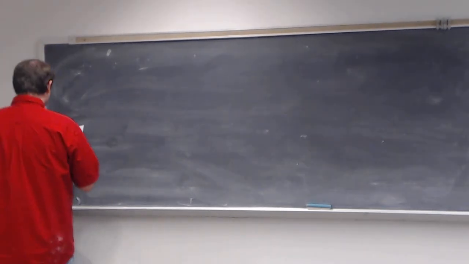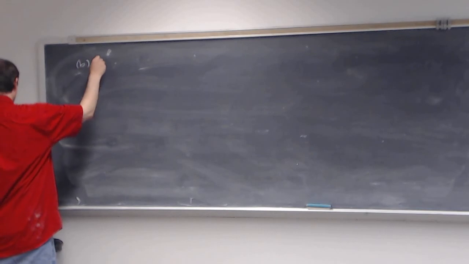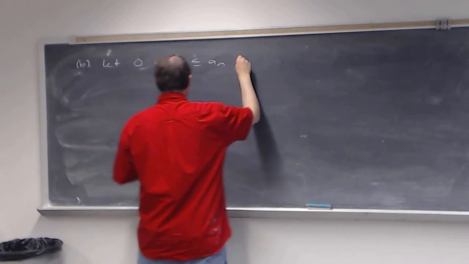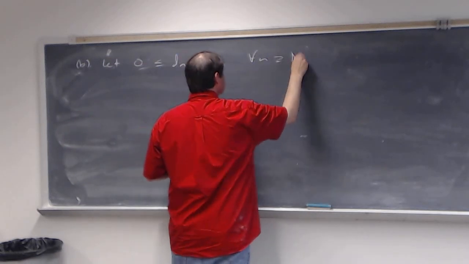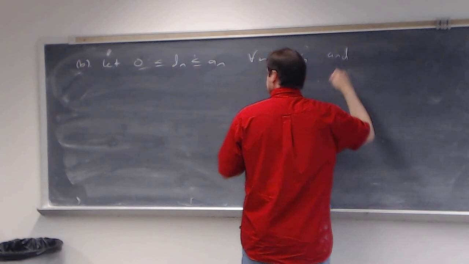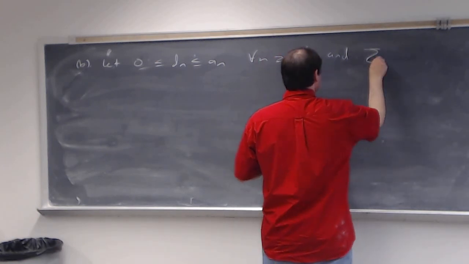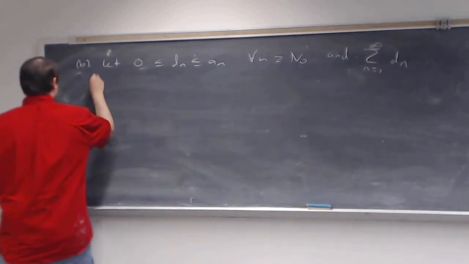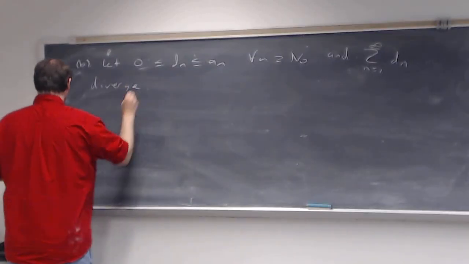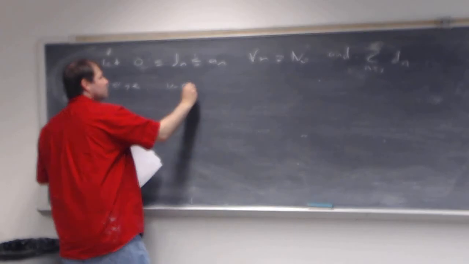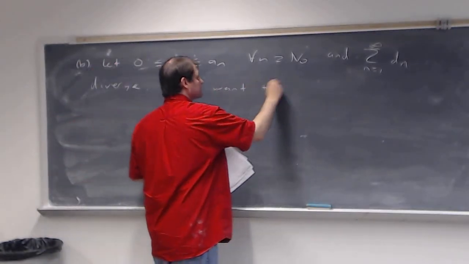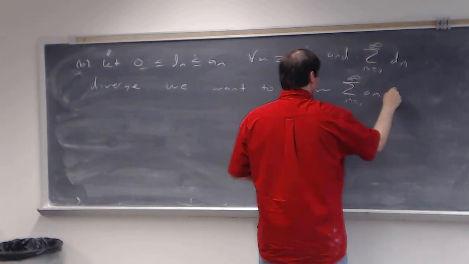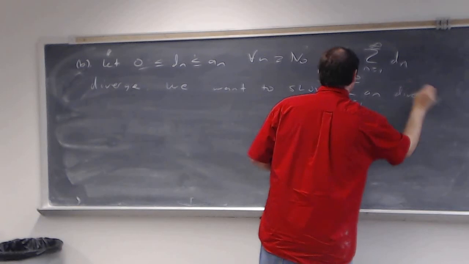Okay, for part B, we're going to let 0 be less than or equal to b sub n, be less than or equal to a sub n, for all n greater than or equal to this number, n sub naught, and we're going to let this sum, as n runs from 1 to infinity of the b sub n's, diverge. Okay. We want to show the series of the a sub n's diverges. Okay, that's what we want to do.